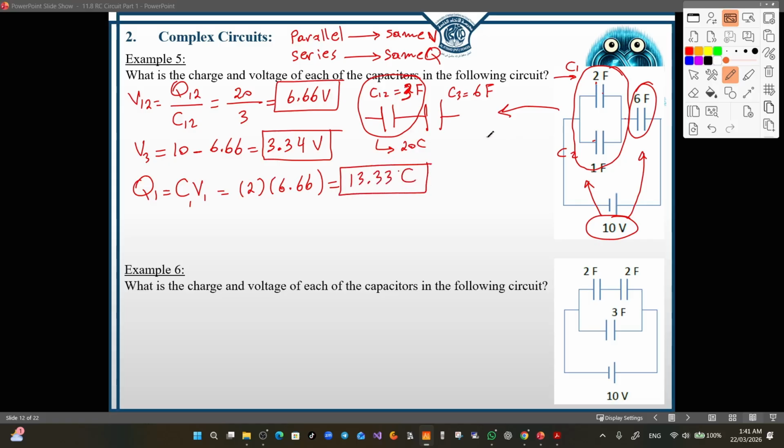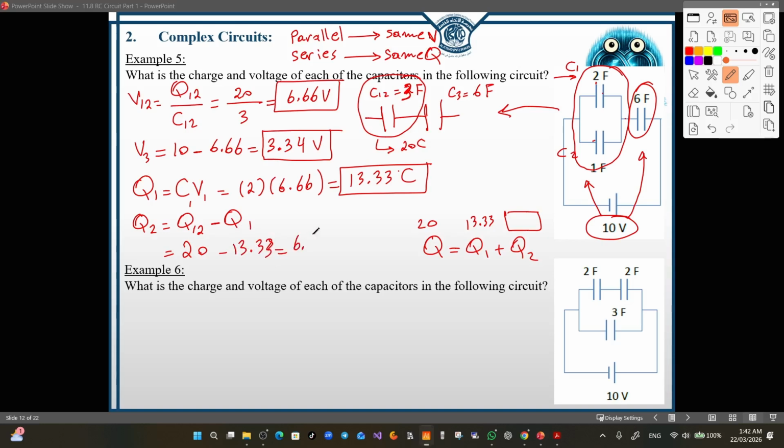Now remember that this equivalent capacitor will have an amount of Q which is equal to Q1 plus Q2. Now we know that the total is 20. From the 20, we took for C1 an amount of charge equal to 13.33, and the remaining amount will be stored in Q2. So we can write that Q2 equals Q equivalent of 1, 2 minus Q1. Q equivalent of 1, 2 is 20, and Q1 is equal to 13.33, so Q2 is 6.66 coulombs.